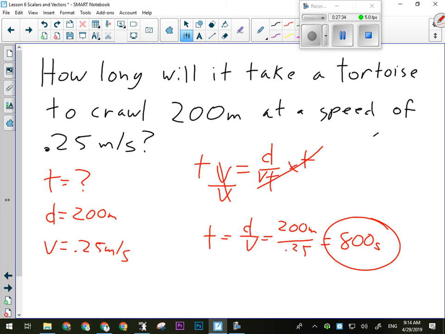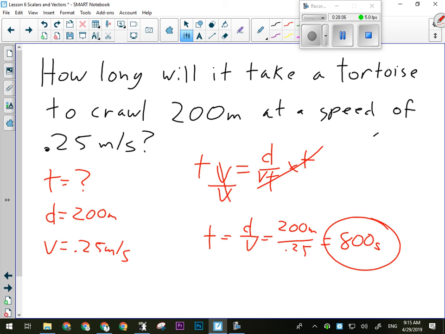All right, so it'll take the tortoise 800 seconds to go 200 meters. That's actually a fairly fast tortoise. Because a person can run 200 meters in 22, 23 seconds. If you're Usain Bolt, you can run it in 19 point something. But the average person takes over 20 seconds to do that. So a tortoise at breakneck speed, quite a bit more time than that.